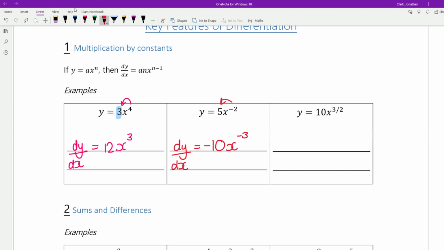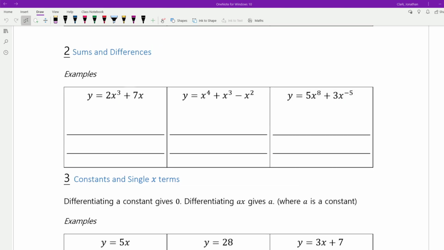The next one, some of the students had an issue with this power here. What I recommend is you could call it 1.5 if you want to. Convert it to a decimal, that might make it seem easier. Now, if we do that, 1.5 times 10 is 15. Take 1 off the power. If you're thinking about it as a decimal, you're taking away 1 from that. You're going to get a half. You can either keep that as a decimal, or you can write it as a fraction. I'm going to write it as a fraction. I like fractions. Nice.